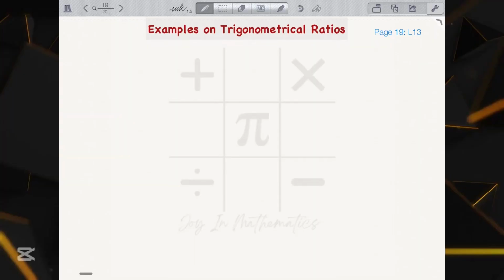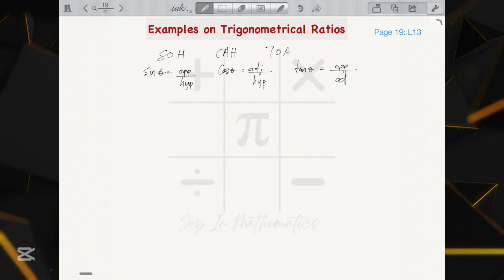Now we want to take examples on trigonometric ratios, or let's say trigonometrical ratios, between the angles of 0 degrees and 360 degrees. And we'll be applying the principle of the quadrants, where sine theta is opposite over hypotenuse, cos theta is adjacent over hypotenuse, and tan theta is opposite over adjacent.